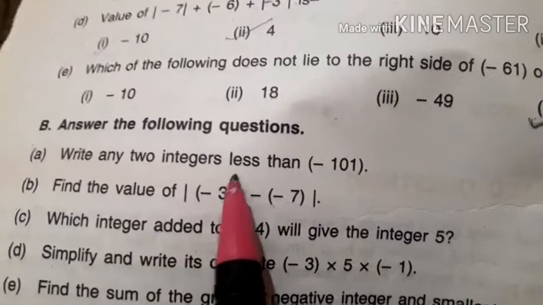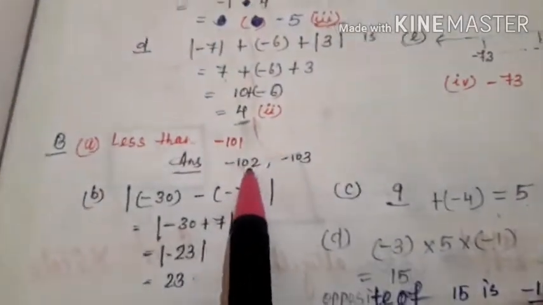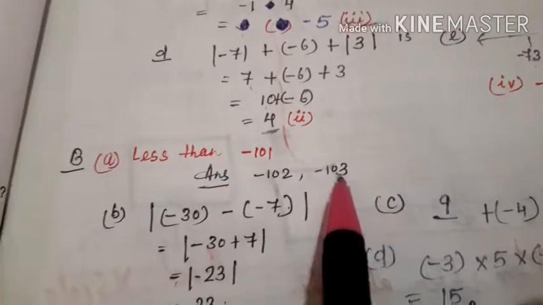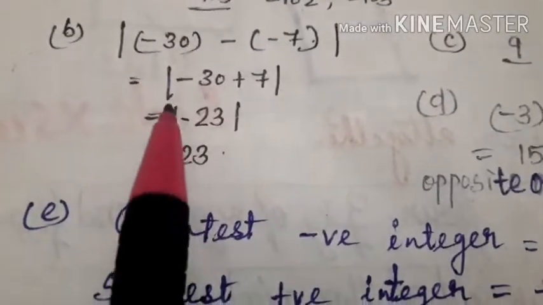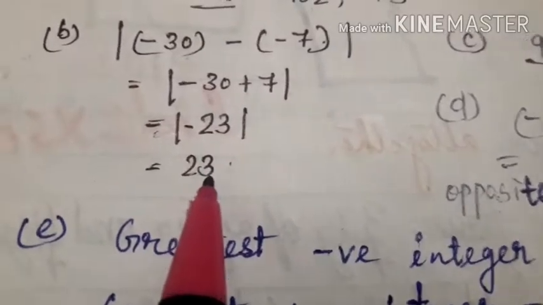Okay, then question B, answer the following question. Write any two integers less than minus 101. Less than minus 101: minus 102, minus 103. Then find the value of minus 30 minus of minus 7, absolute value. Or you can say mod of minus 30 minus of minus, plus 7, which is equal to minus 23. The mod is equal to 23.